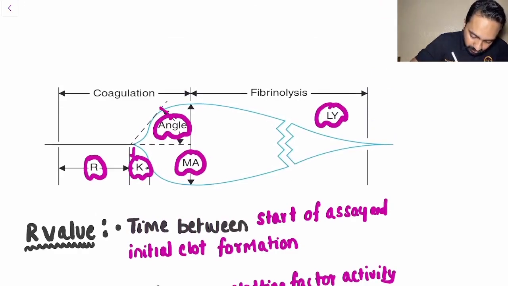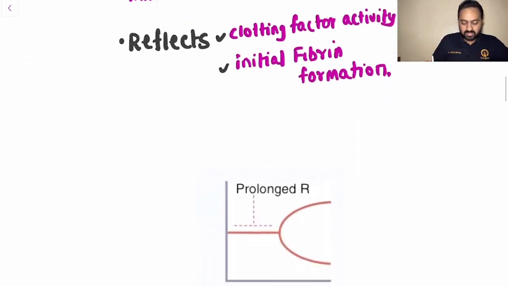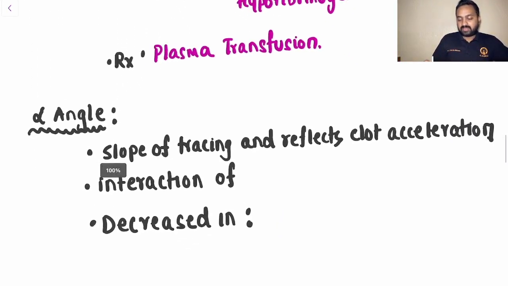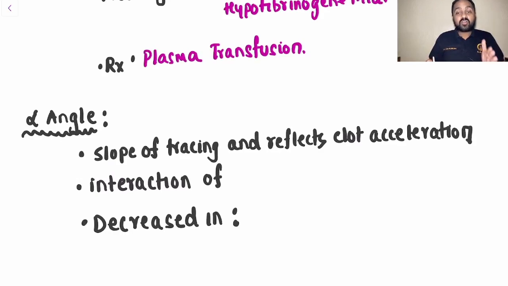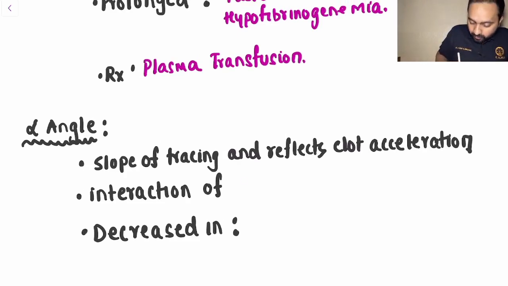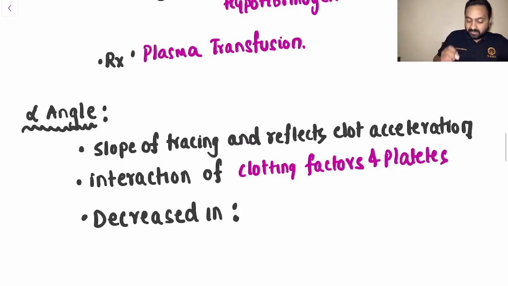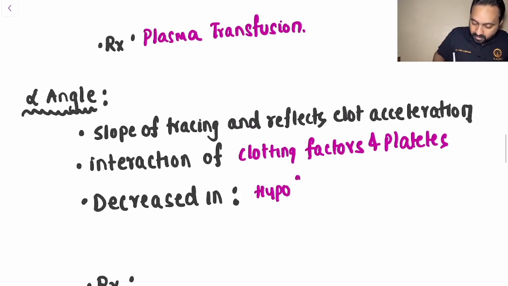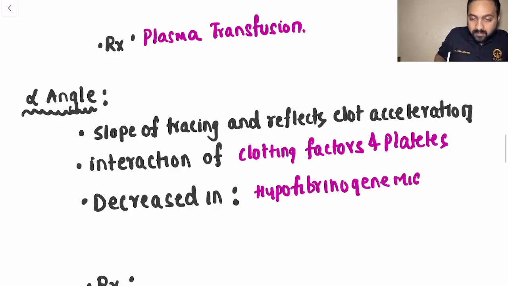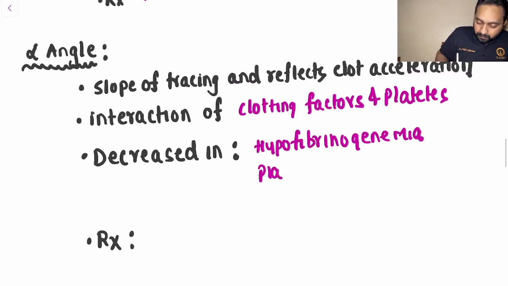Now moving down to the next, which is your alpha angle. This is the slope of the tracing and it reflects your clot acceleration. Again, this is the interaction of clotting factors and platelets. It is decreased, again, in case of hypofibrinogenemia and platelet dysfunction.